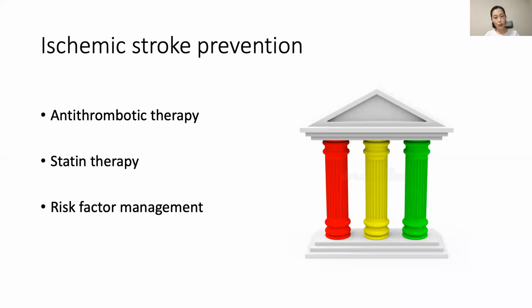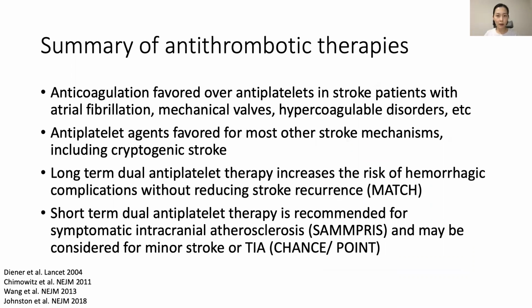Ischemic stroke prevention. I think the 3 pillars of ischemic stroke prevention are antithrombotic therapy, statin therapy, and risk factor management. These are probably equally important. So I'll talk a little bit about these.